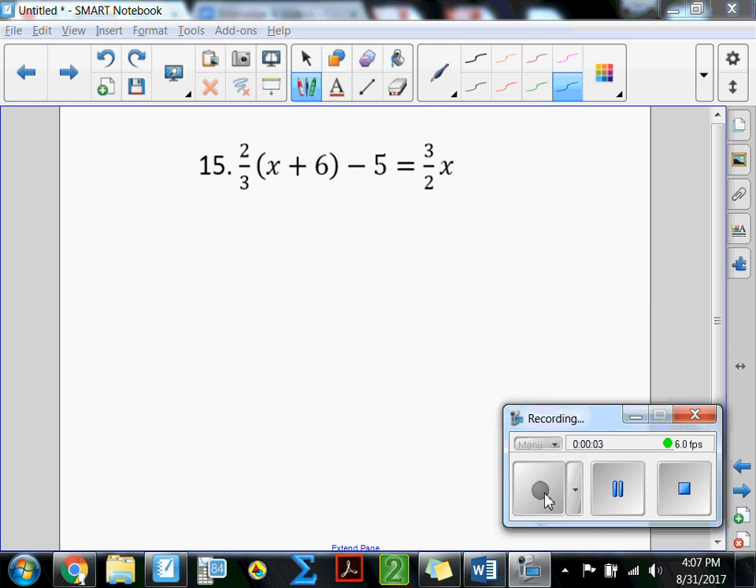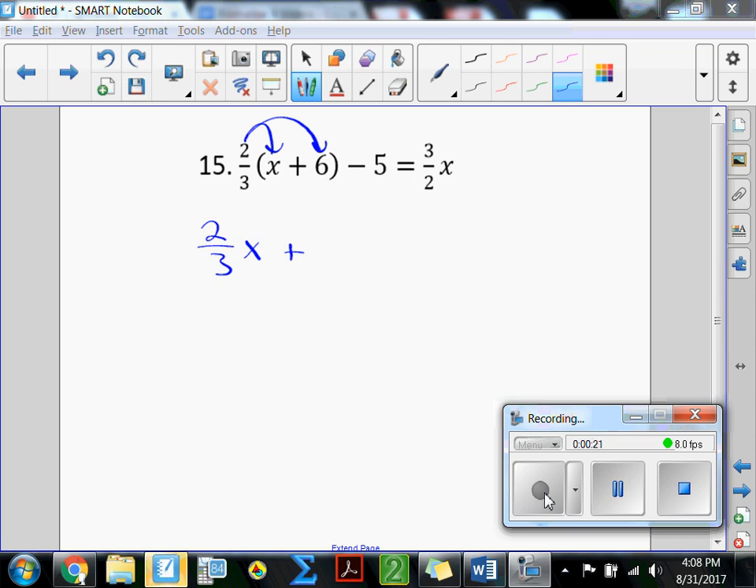Number 15 on formative A. I have one set of parentheses, so I'm going to distribute and go from there. 2/3 times x is simply 2/3 x. 2/3 times 6, you can use your calculator if you want to.